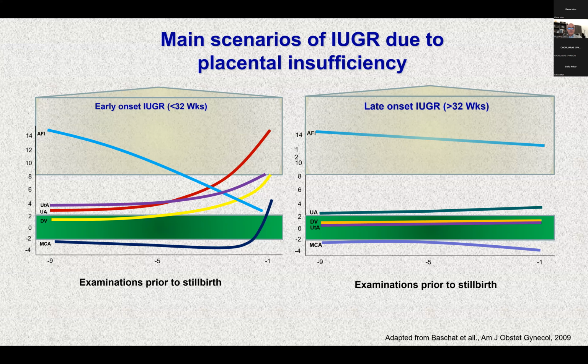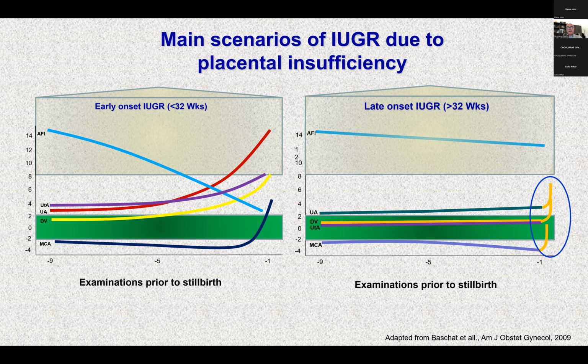But we have an abnormal value in general in the mid-cerebral artery. So with the so-called cerebral placental ratio altered, or cerebral umbilical ratio altered, which is one of the most important signs in this late onset IUGR.